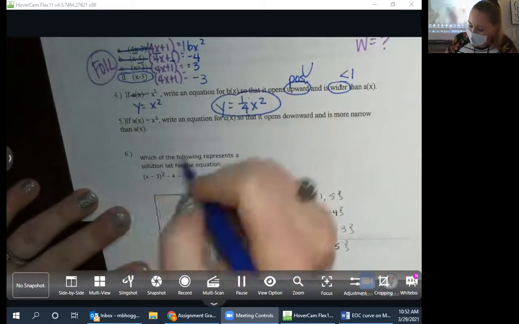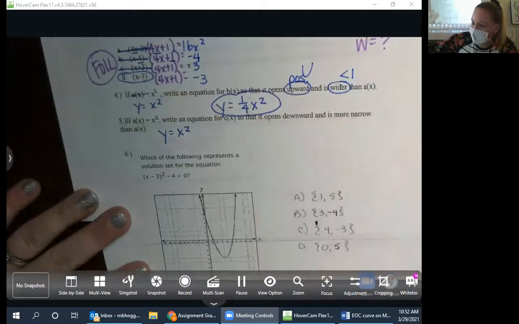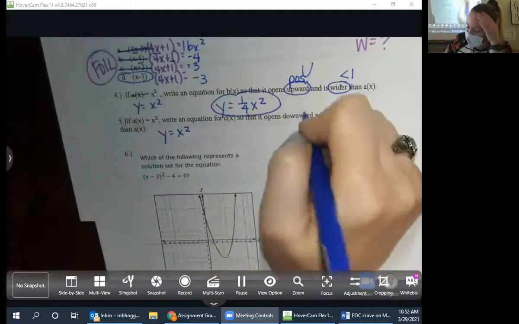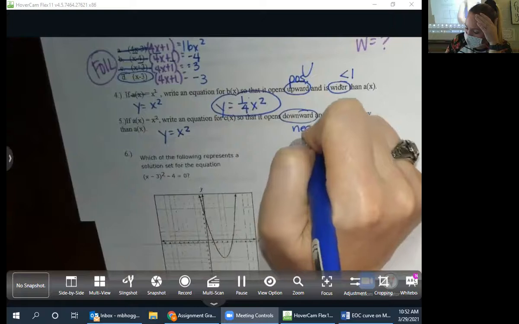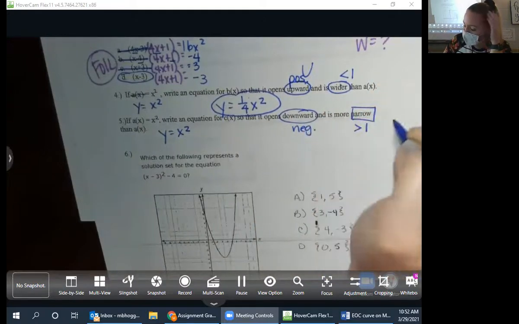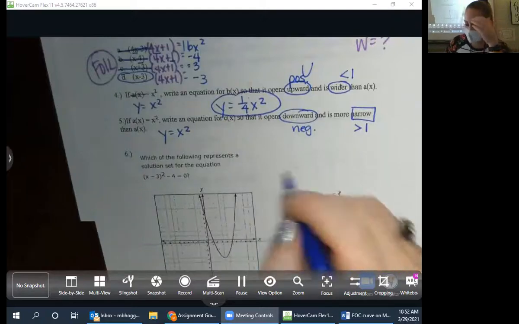Number 5, again, we're comparing something to the parent function, x squared. Write an equation for c of x so it opens downward. This time we want to go downward. That's going to be a negative number, and it is narrow. That's going to be greater than 1. So what's a negative number?